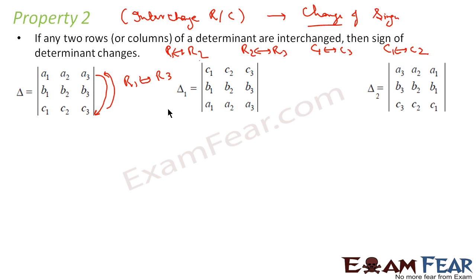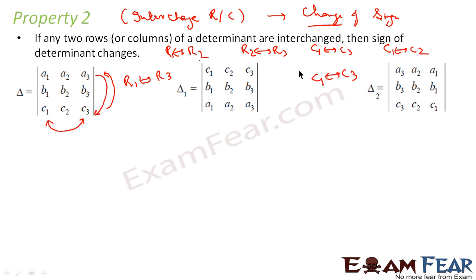This is my column 1 and column 3. I'm interchanging them. So what I get is, instead of A1, B1, C1, I get A3, B3, C3. And here, instead of A3, B3, C3, I get A1, B1, C1. This is nothing but C1 interchange with C3.